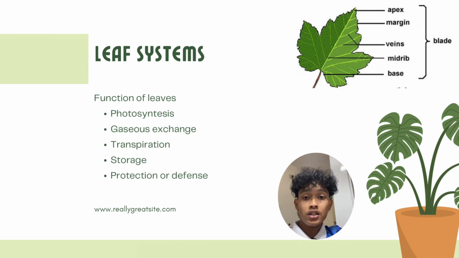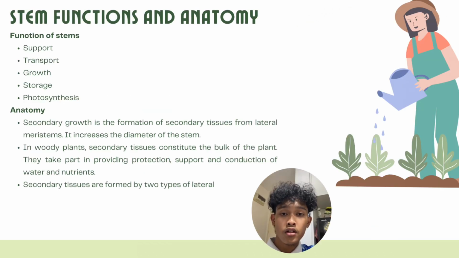And the next function is storage in some plants. Some leaves store food and water, such as in onions or succulents like aloe vera. And the next function is protection or defense. In certain plants, leaves are modified into spines, like in cacti, to protect against herbivores or to reduce water loss. For the next one, I'm going to talk about the stem functions and also the stem anatomy.